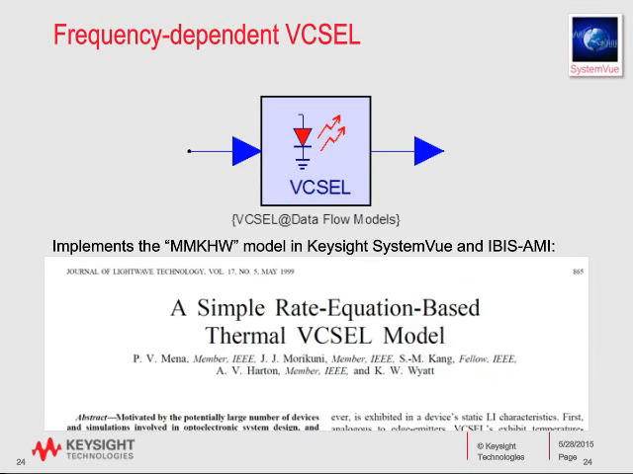So the model that we've chosen to implement is from the paper referenced here. I'm going to call it the MMKHW model, in order that we're not here until after our time. And that's the one that we chose to put into Keysight System View, and therefore, because it's in System View, we can then build it into an IBIS-AMI model.